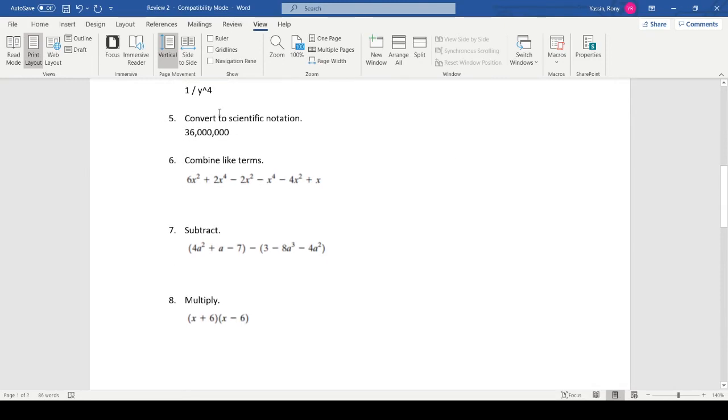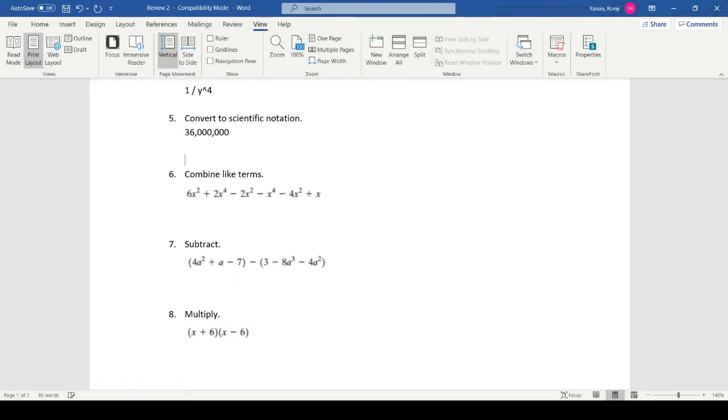So number 5, convert to scientific notation. So we have 36 million here. So remember, to convert something to scientific notation, you start at where the decimal point would be. So like say this is 36 million point 0, for example. Well, the decimal point's right here, right? This is the end of the number. Okay, so what you do is you move this over until you make this a single digit number. So let's start right here.